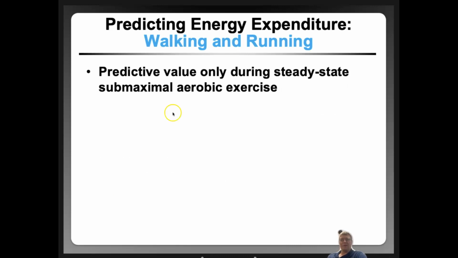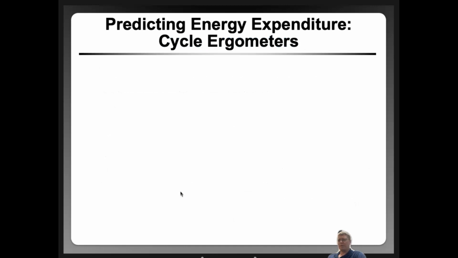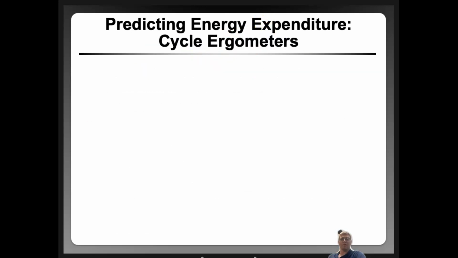Let's see, predictive value, that's where they kind of already have it. Specific to your body mass, and divide that by the metabolic rate. So your resting is 3.5, energy to go horizontal, energy to go vertical, and all those things could be put together. I'm not sure what the question is here that's in this walking and running part here. So I'll say something's highlighted for you.